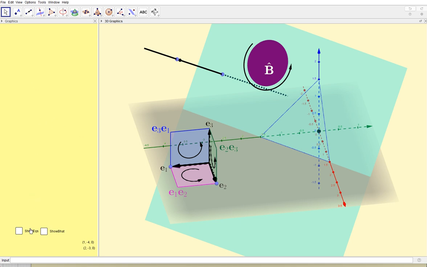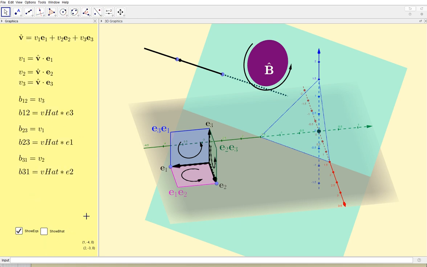So what do I do now? Well, I need to show some equations here. I'm going to call this unit vector v hat. v hat is equal to the command UnitVector of u, which is a vector that I just constructed up here. And here's our unit vector that I just made.